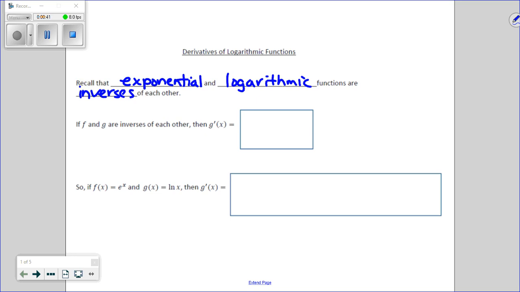So if f and g are inverses of each other, then g prime of x would equal 1 over f prime of g of x. Okay, we've learned that in the past. Okay, so let's now take that rule and apply it to natural log of x, and we'll find its derivative. Okay, so if f of x equals e to the x, and g of x equals natural log of x, which are inverses, then g prime of x would equal 1 over f prime of natural log of x.